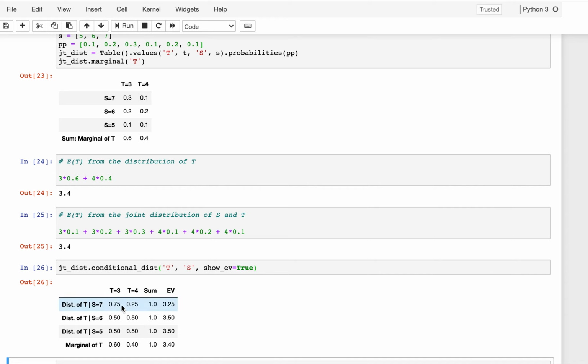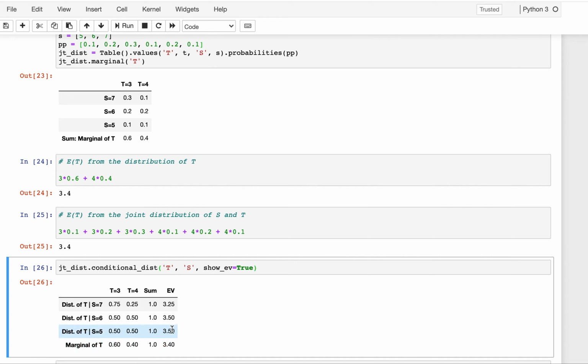This distribution, 3 and 4 with chance 0.5 each, clearly the expectation is halfway in between, 3.5. So each of these conditional distributions has its own expectation. These are called conditional expectations given the particular value of s. And at the bottom here, you have the unconditional expectation, the 3.4 that we calculated in a couple of ways, and the unconditional distribution of t.